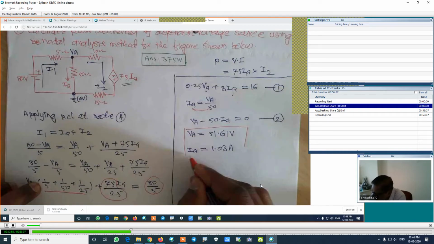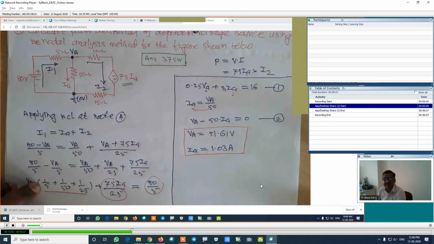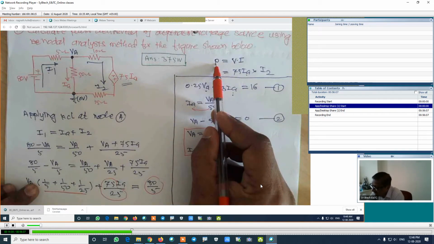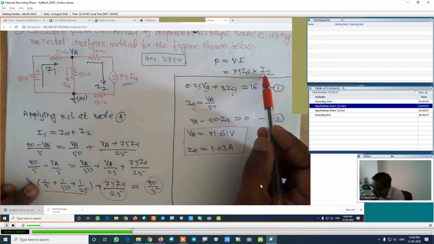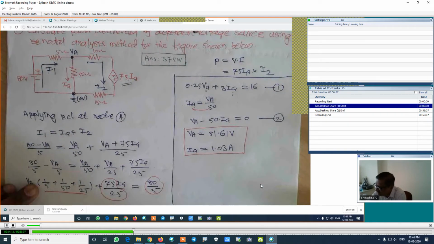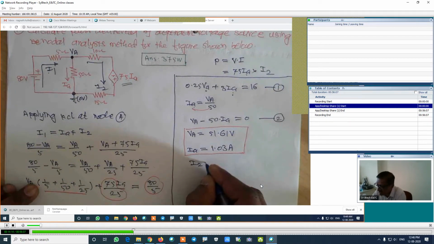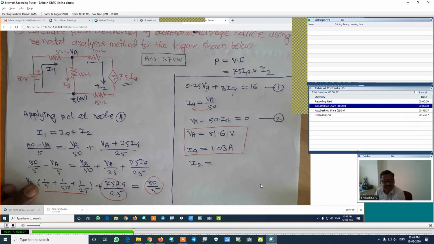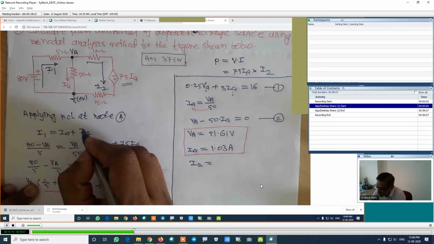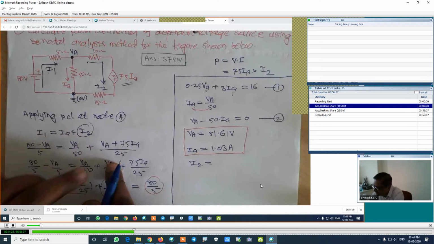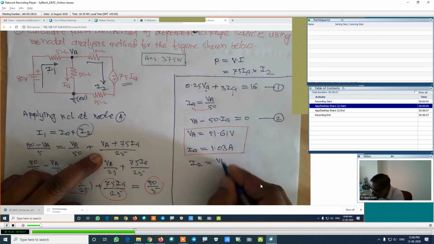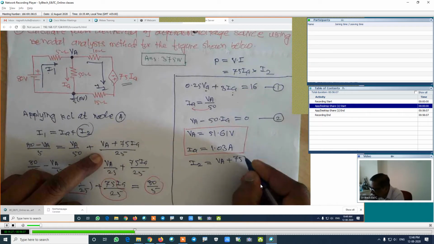Now here we know the value of the current and the potential. In what value are we interested? We are interested in the power calculation. IA is known, VA is known, so we can find this 75 into IA, but I2 is not known. First we will find the value of the current I2. What is the formula for I2?